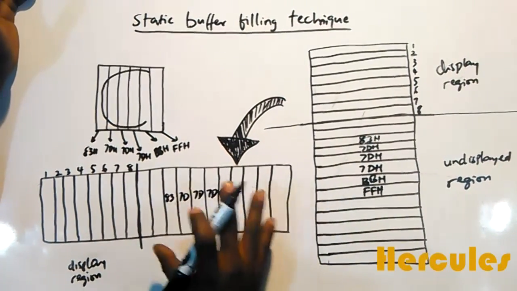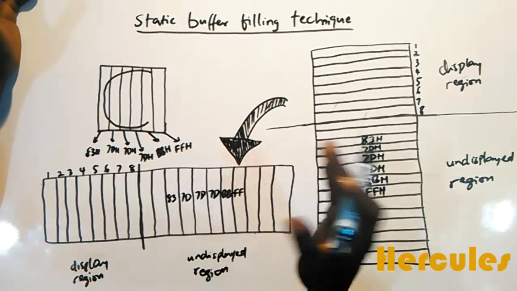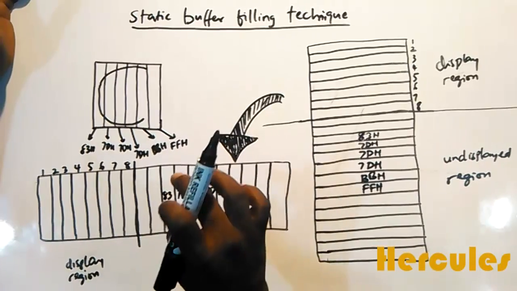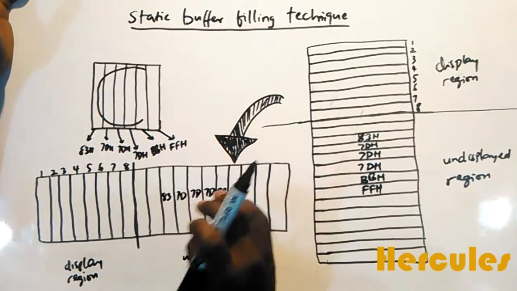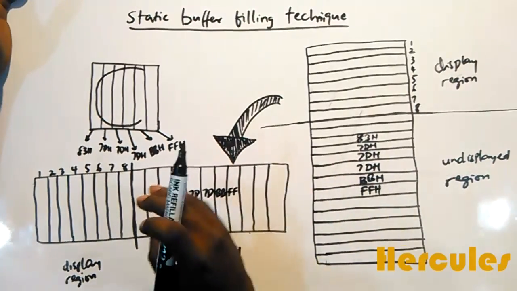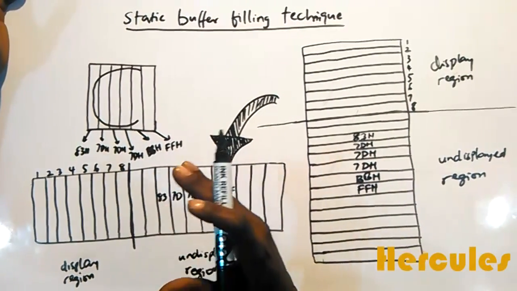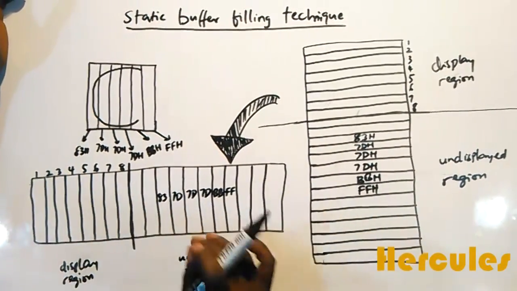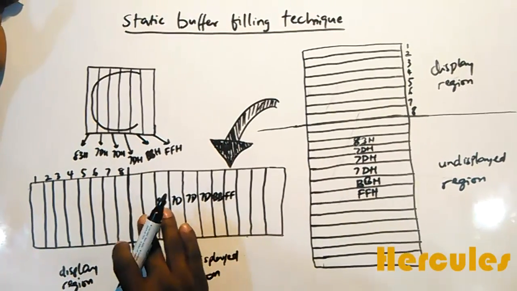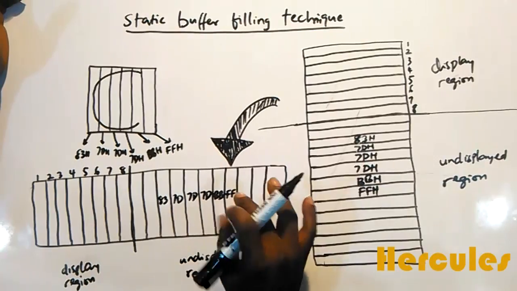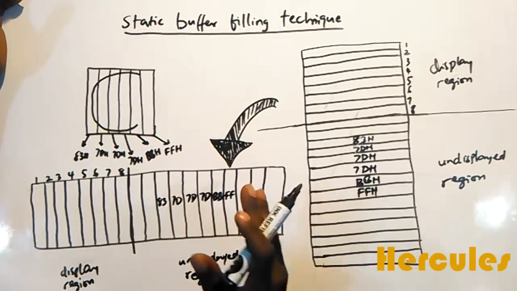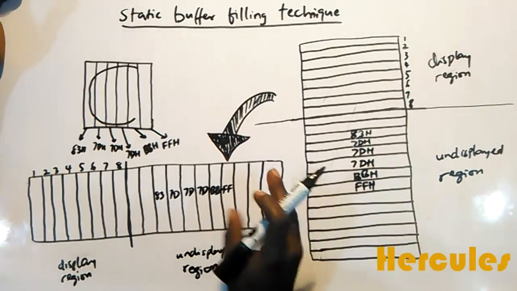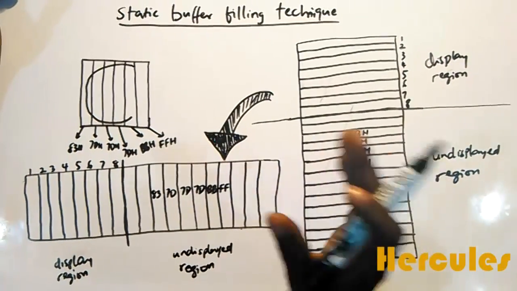So think of this undisplayed region as having, let's say, about 60 more bytes, and you have to manually fill the buffer locations with your character segment bytes. If you want to display hello world on your 8 by 8 LED matrix, for example, it means that for H you have to enter maybe about 6 bytes of character segments, and for E as well, about 6 more bytes, and for L and so on that way.